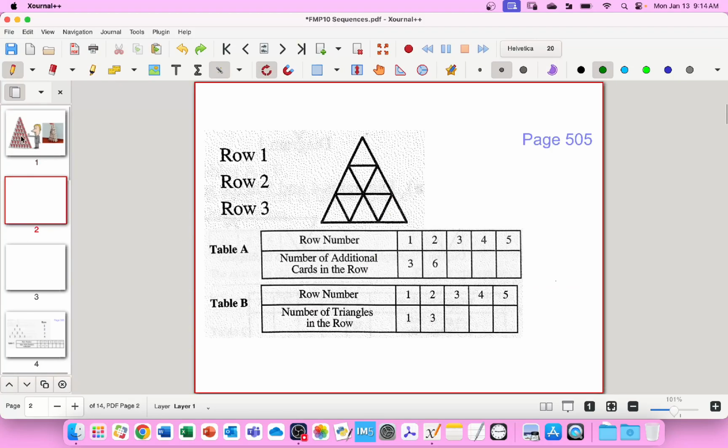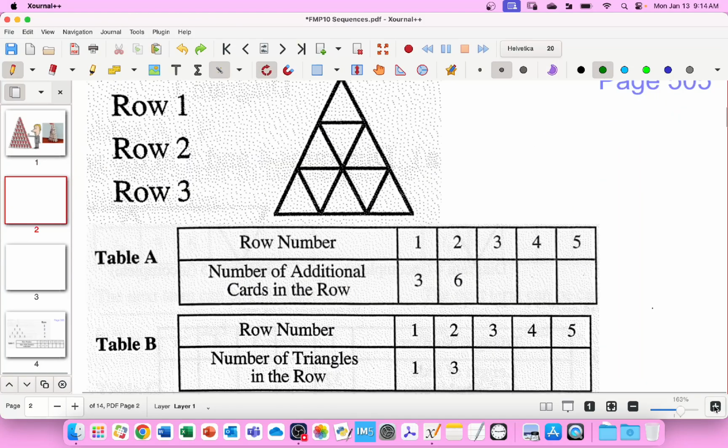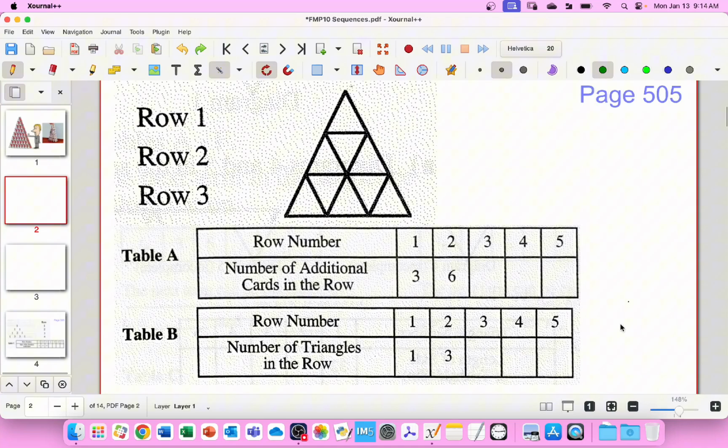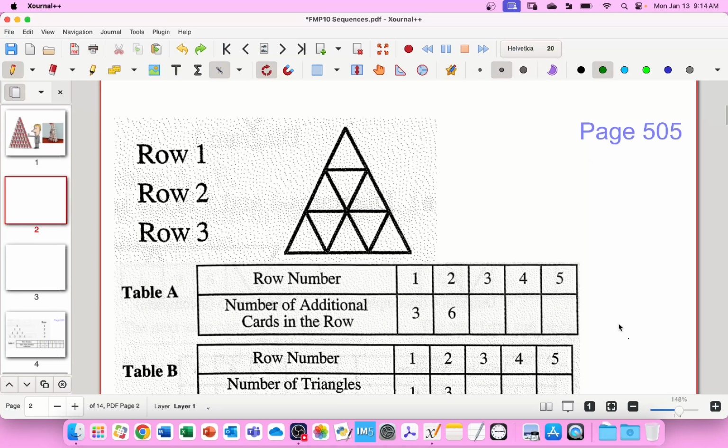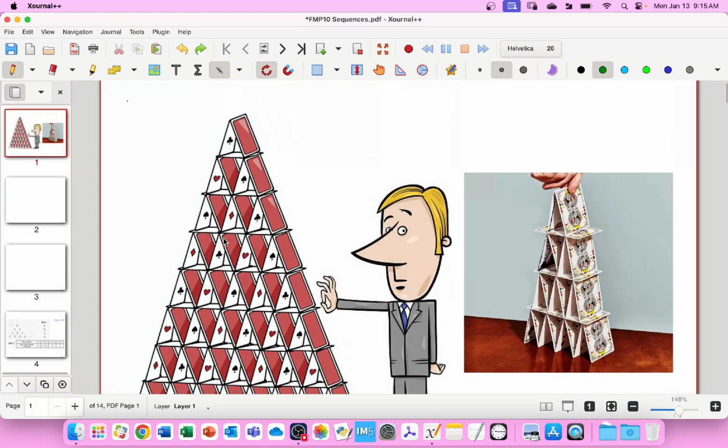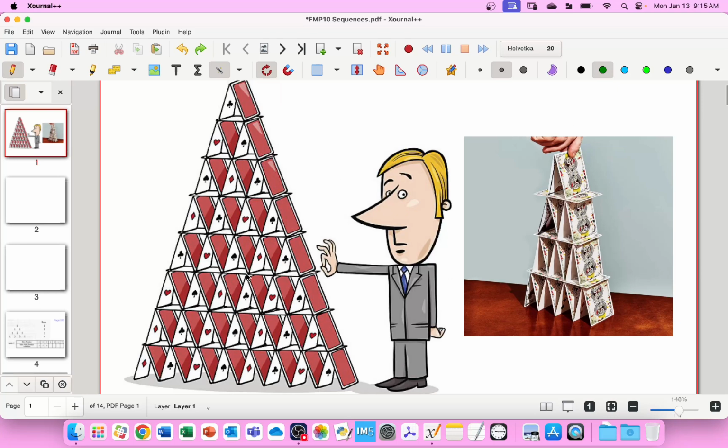We're gonna talk about sequences, which start on page 505. So if you take a look at page 505, there's basically this little drawing or diagram at the top of the page, and it talks about how somebody's building a house of cards or a tower using playing cards. So hopefully you can imagine this scenario while you are thinking about this little diagram.